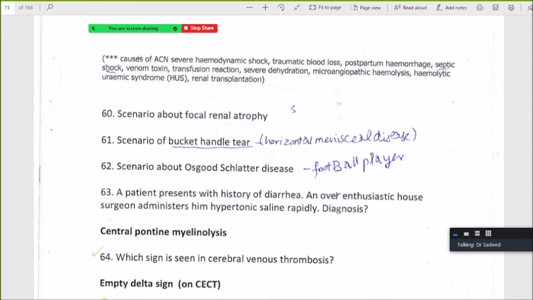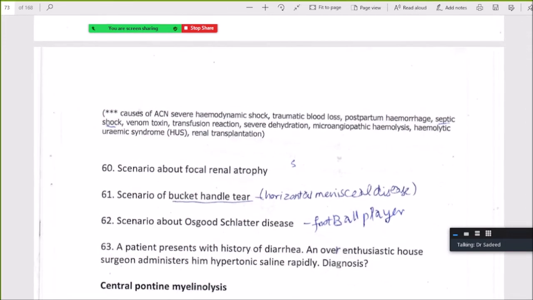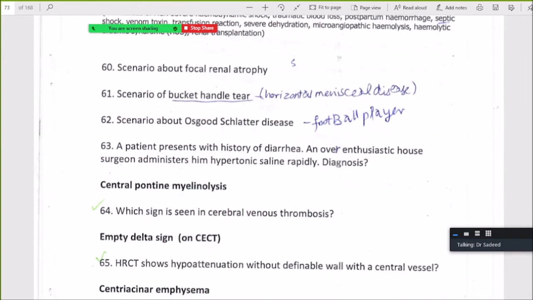61. Scenario of bucket handle tear, horizontal meniscal disease. 62. Scenario about Osgood-Schlatter disease, seen in a football player. 63. A parent presents with a history of diarrhea, and an over-enthusiastic house surgeon administered hypertonic saline rapidly, diagnosed as central pontine myelinolysis.